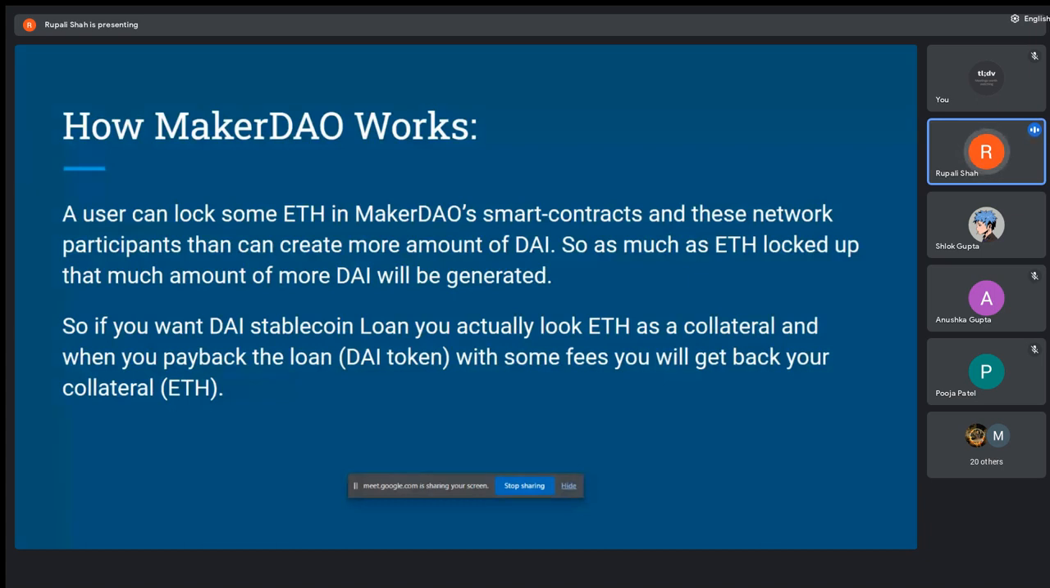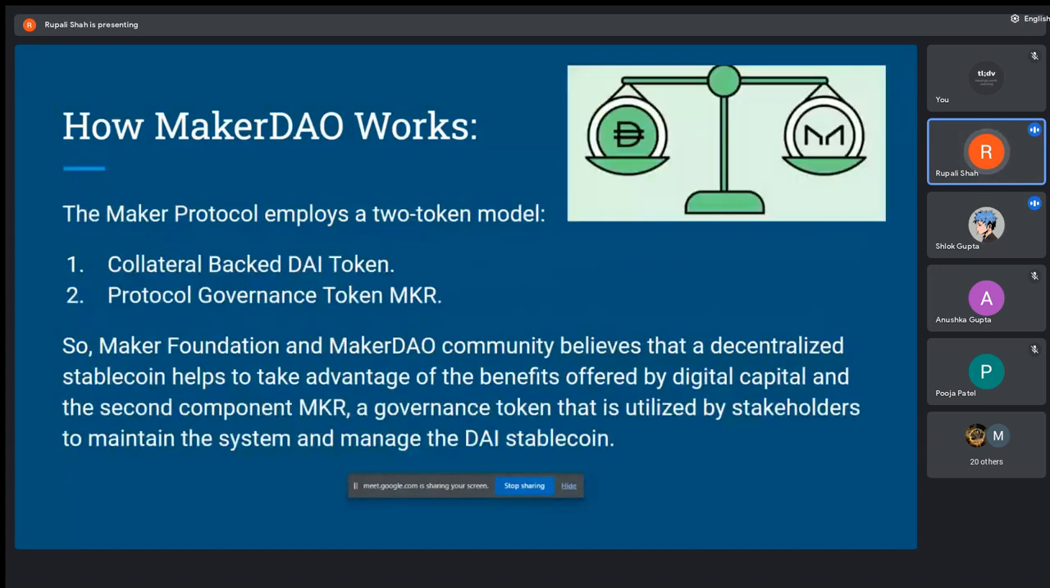So basically, the Maker protocol has two tokens. One is the collateral-backed DAI stablecoin, and the second one is the protocol governance token, which is MKR. DAI, we have understood, is what we borrow from MakerDAO, and MKR basically helps to regulate the DAI token.